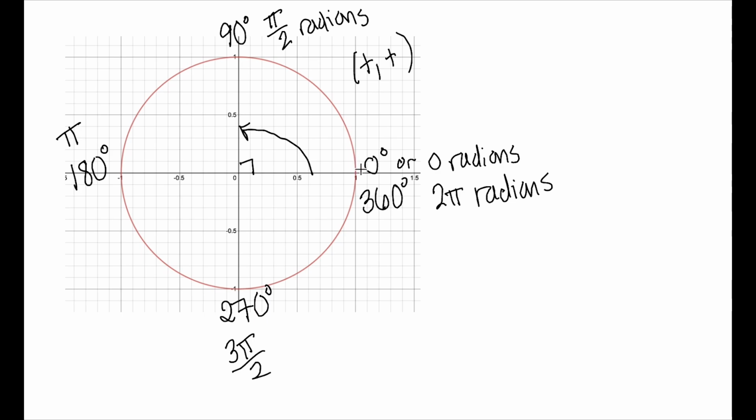So like I said, everything between 0 and 90 or 0 and pi over 2 will give you positive and positive. Between 90 and 180 or pi over 2 and pi, you'll have a negative x value and a positive y value. Between 180 and 270 or pi and 3 pi over 2, both your x and y will be negative. And between 270 and 360 or 3 pi over 2 and 2 pi, your x is positive and your y is negative.